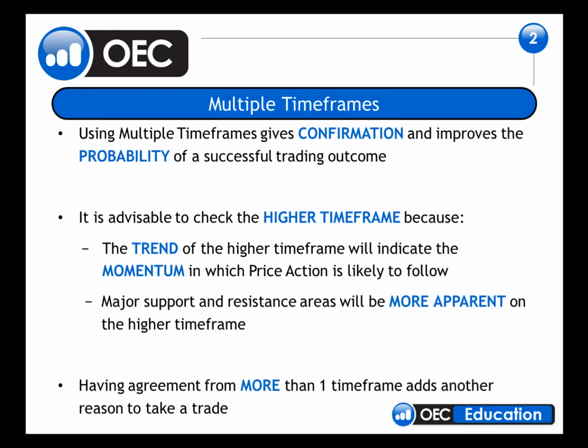On the higher time frames, we will also notice key levels of support and resistance that will provide good clues as to the levels we should be buying or selling at when we find a trade setup that meets our criteria. This will translate into better stop loss protection and better target identification. For example, placing stops protected by major support and resistance and placing profit targets just ahead of support and resistance. The higher time frame really helps to optimize your trading setups and parameters. Having agreement from more than one time frame just adds another reason for us to take the trade.